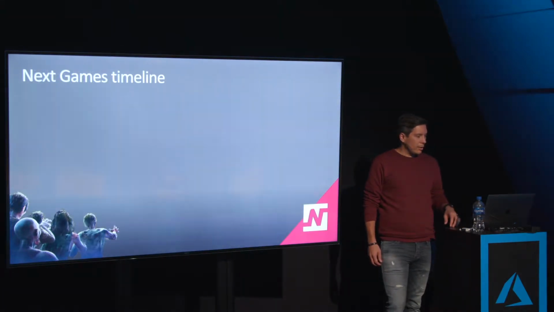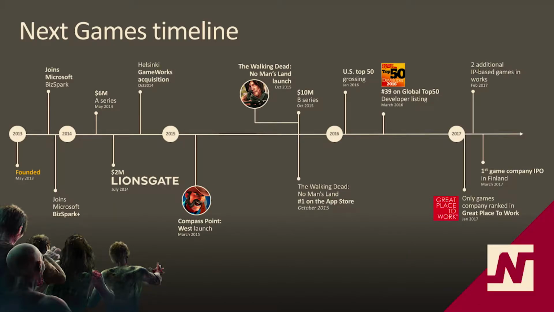Just to shed a little light on what Next Games is, we are a Finland-based free-to-play mobile game company. We were founded in 2013, so a relatively new company. We have published 2 games. The first one was Compass Point West, which was based on our own IP, and the second one was The Walking Dead: No Man's Land, which is based on the TV series The Walking Dead.